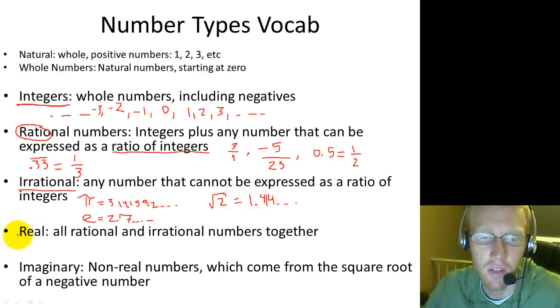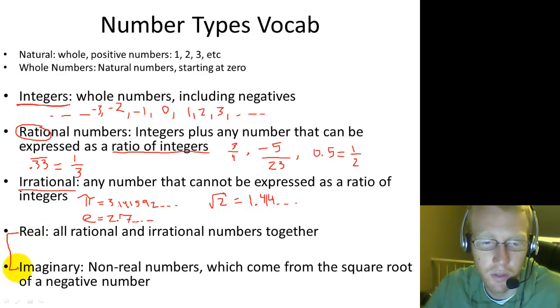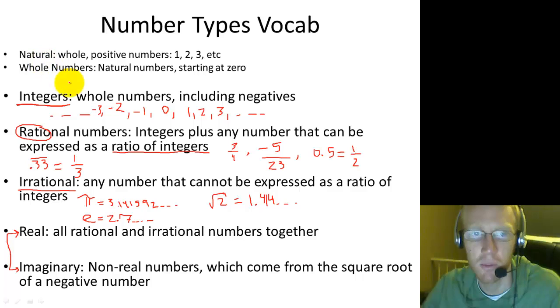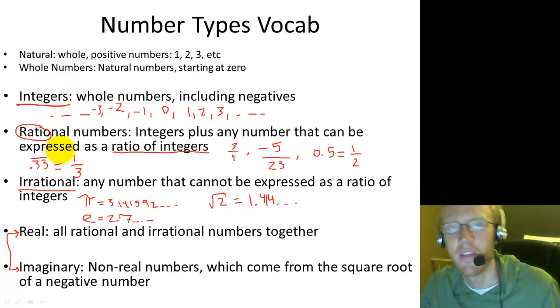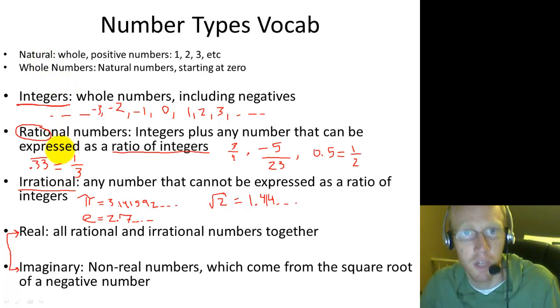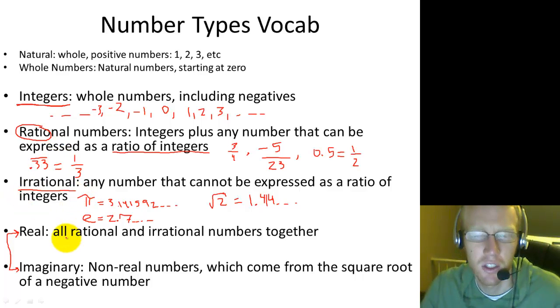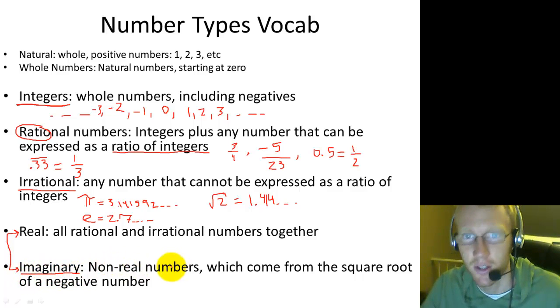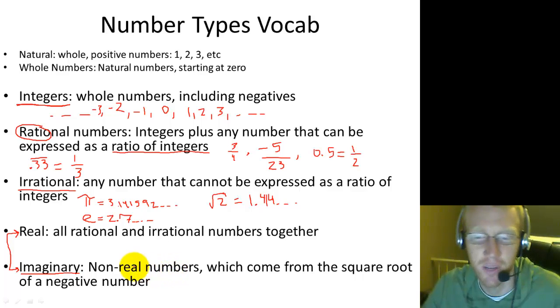The last two things are to distinguish between real and imaginary. Real numbers are all the rational and irrational numbers, integers, natural numbers, whole numbers. All those are real numbers, and they represent pretty much everything that you've ever dealt with. All the numbers that you know of are real numbers. So you might be wondering, what is an imaginary number? Well, an imaginary number is a non-real number.